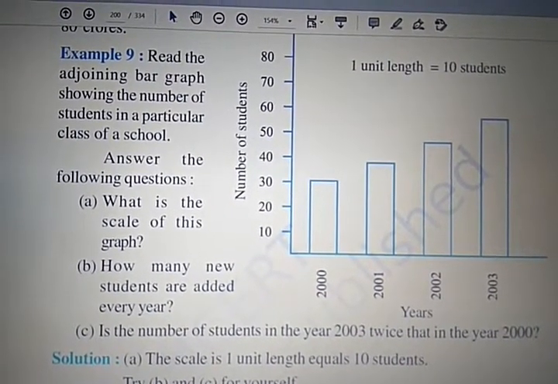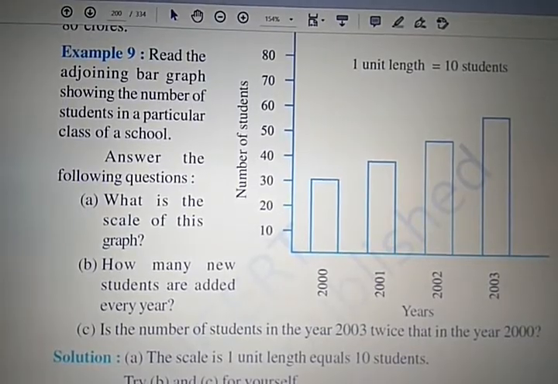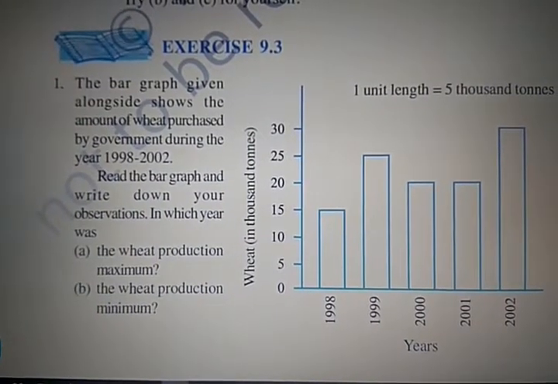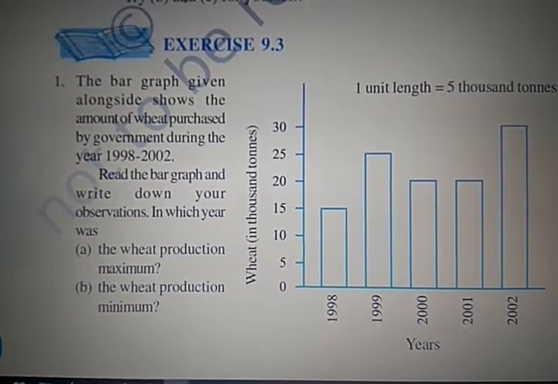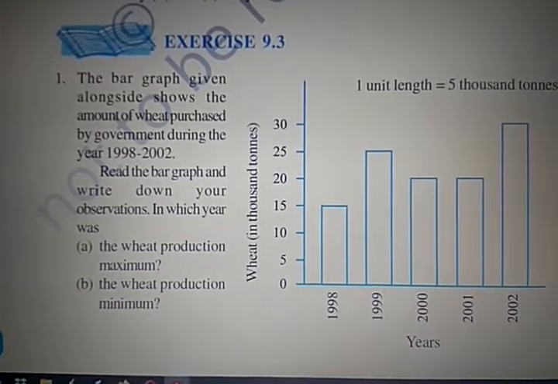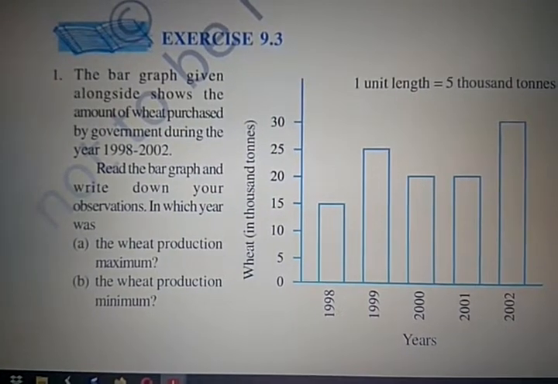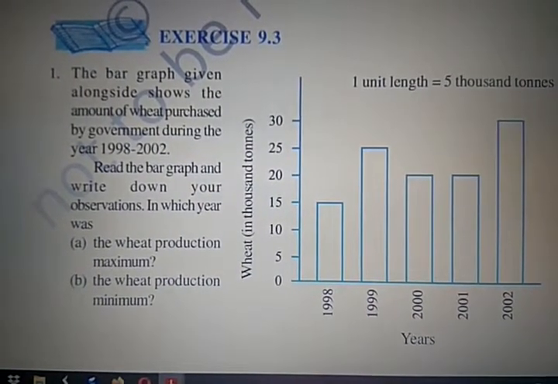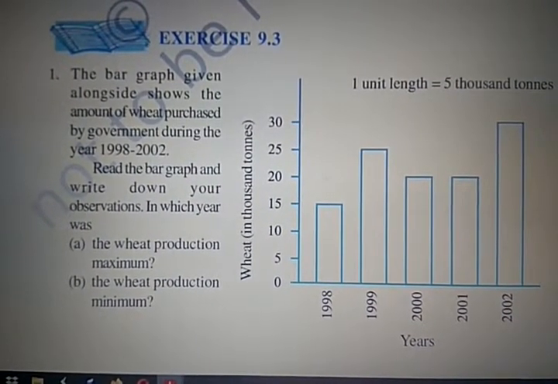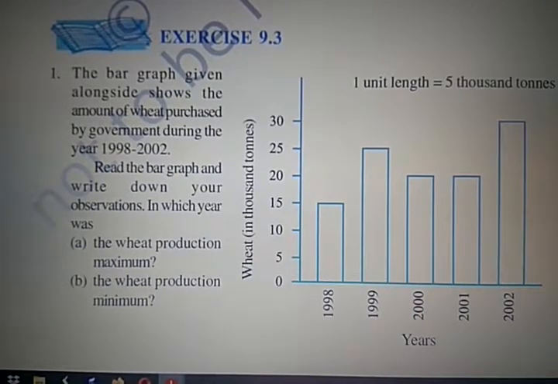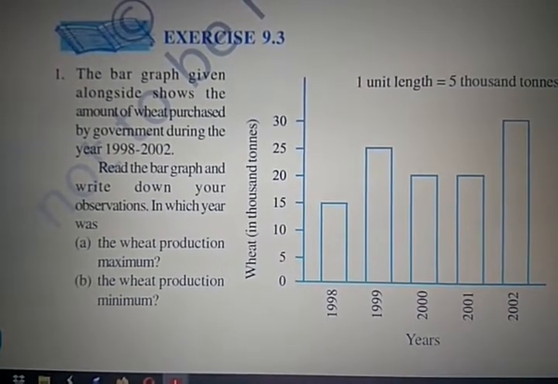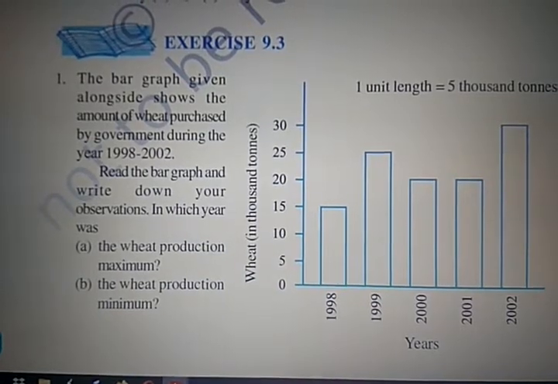Okay, move to the next chapter's Exercise 9.3, question number 1. Here the bar graph is given. We have to read the bar graph and get the answer. Number 1: in which year was the wheat production maximum?